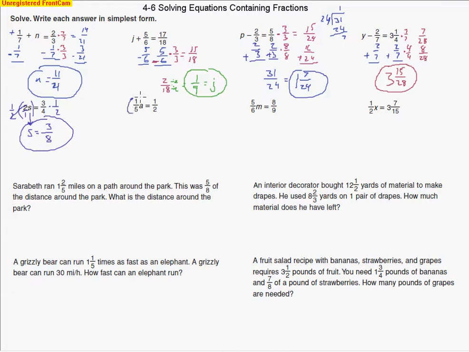This time we have 1/5, so I'm going to multiply by 5/1 to get those 5's to cross-cancel. Got to do the same thing to the other side, though. And now I'm left with a equals 5/2. We're just going to change that to a mixed number.